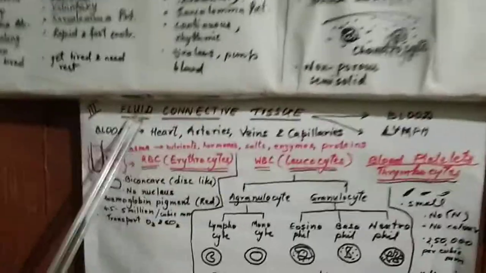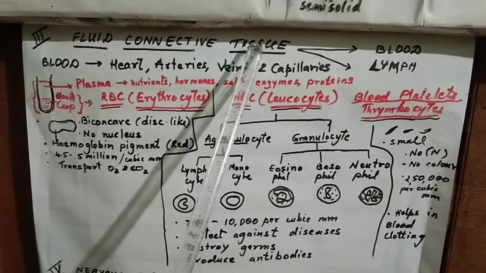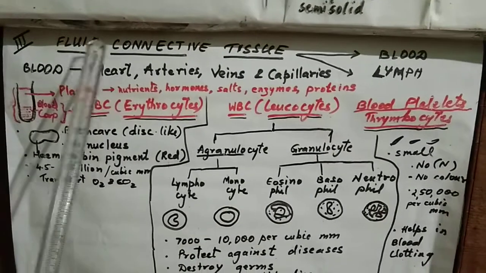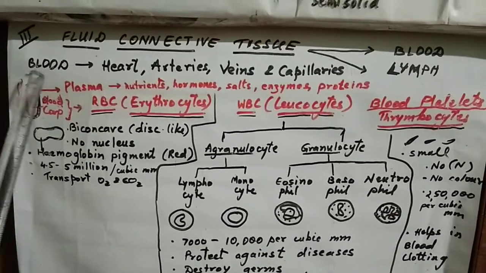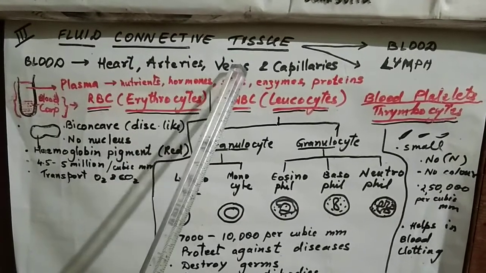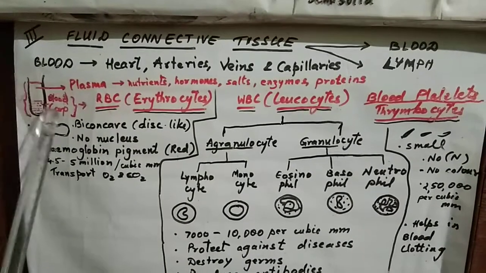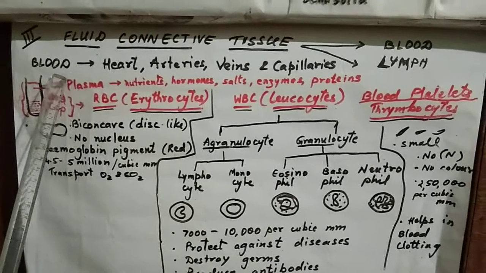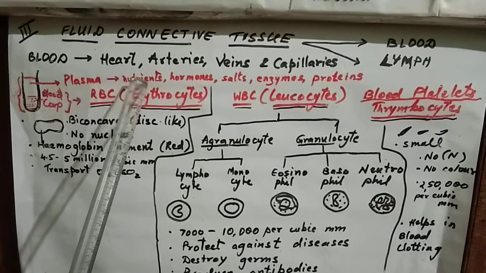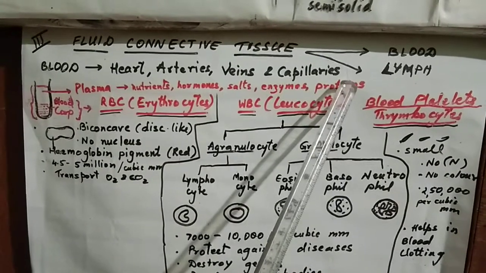The third type of animal tissue is called fluid connective tissue. In our body two fluids are present, blood and lymph. They form your fluid connective tissue. Where is blood generally flowing? It is flowing in the heart, arteries, veins and capillaries. The chemical composition of the blood is made up of two parts. The first, the liquid watery part, is called plasma. What does this plasma consist of? It consists of nutrients, hormones, salts, enzymes and proteins.